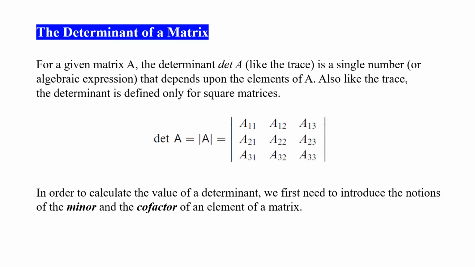When we say square matrices, the number of rows is equal to the number of columns. The determinant of A can also be written as the absolute value symbol around A. So when you see this, what we actually mean is the determinant of matrix A. If these are the components of your matrix A, in order to calculate the value of the determinant, we first need to introduce the notions of the minor and the cofactor of an element of a matrix.